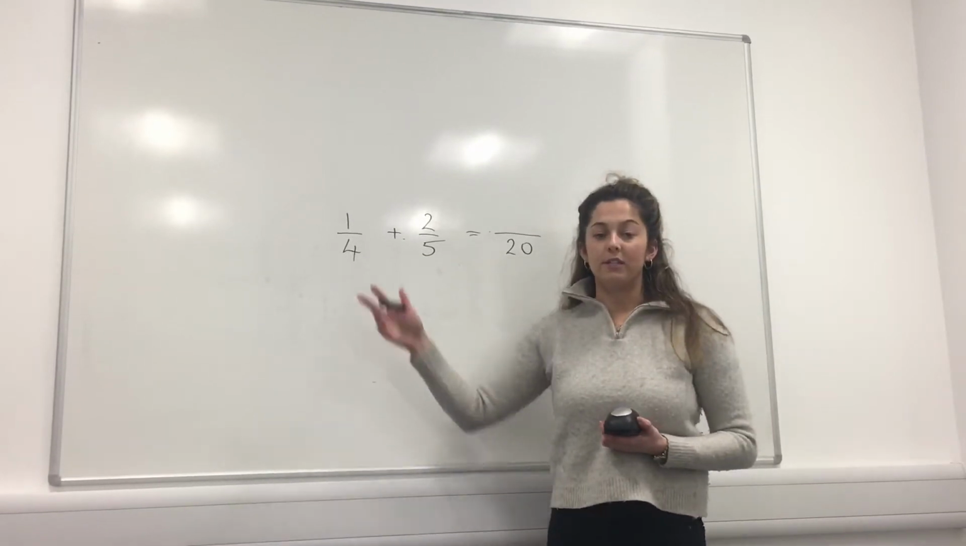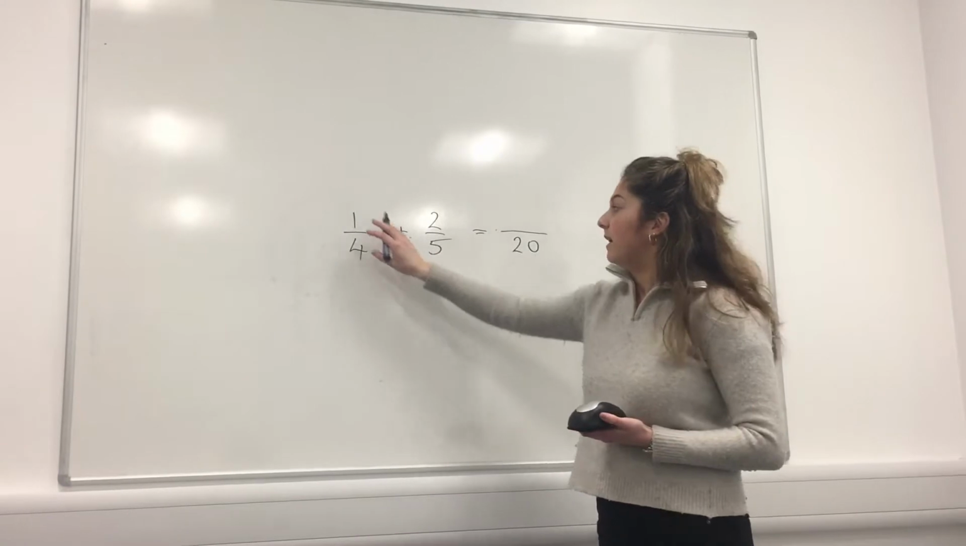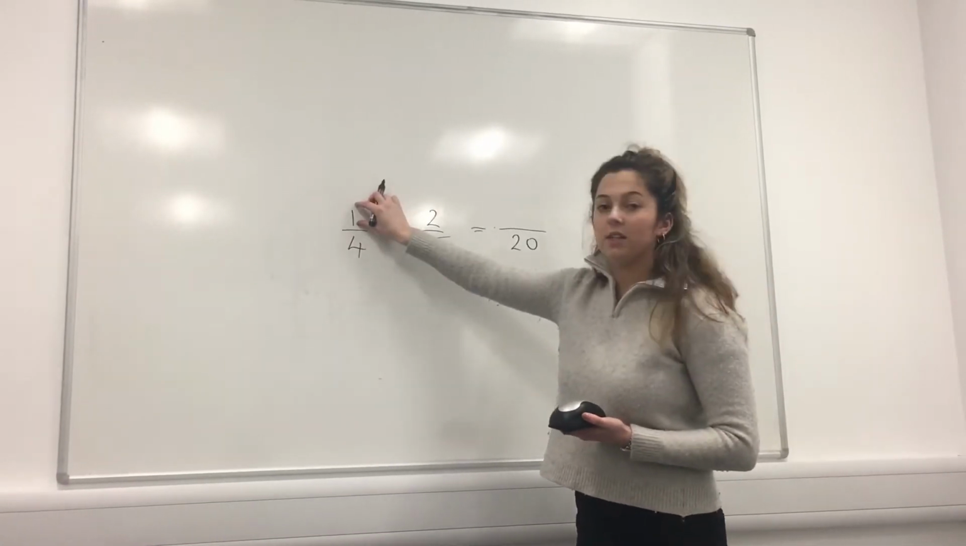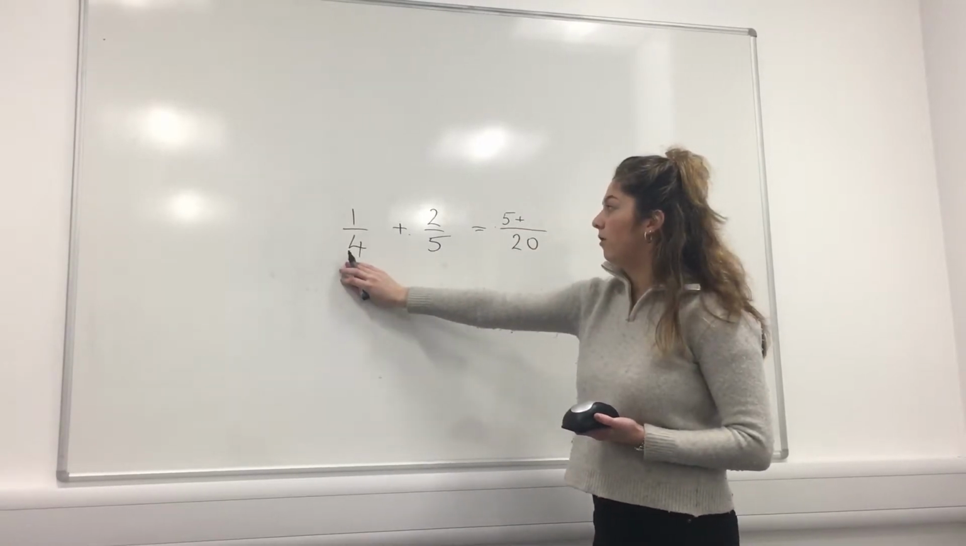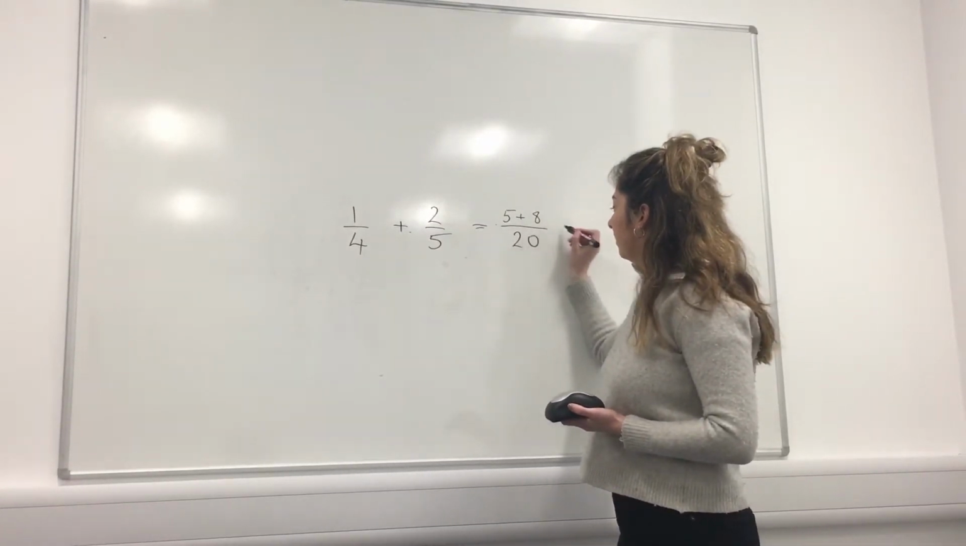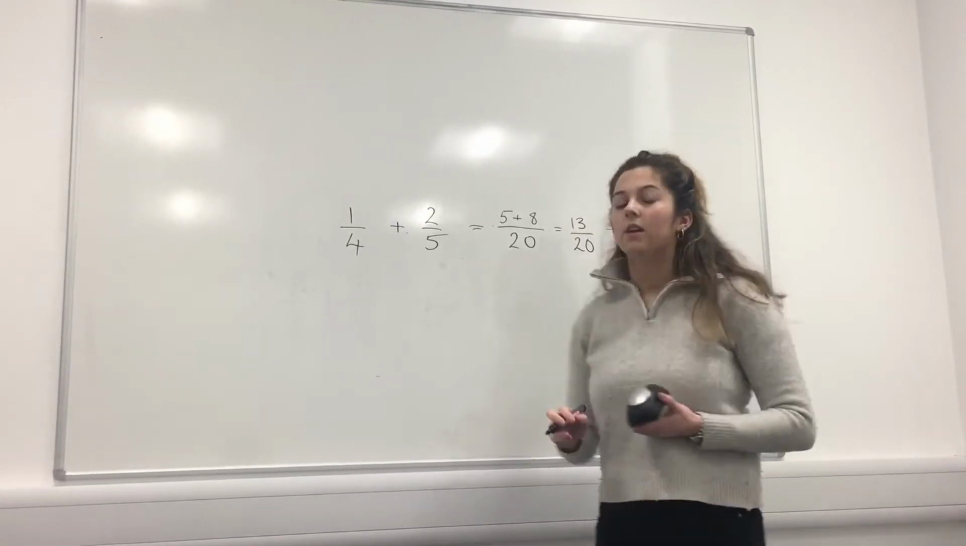Now we move on to the numerators, the top half of the fractions. The way that we get the numerators is by cross multiplication. So timesing the 1 by the 5, and adding 4 times 2, 8, to give us 13 over 20.